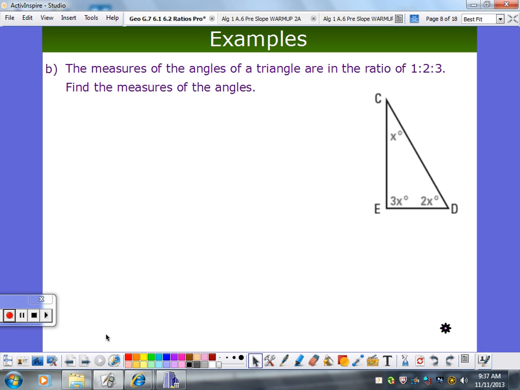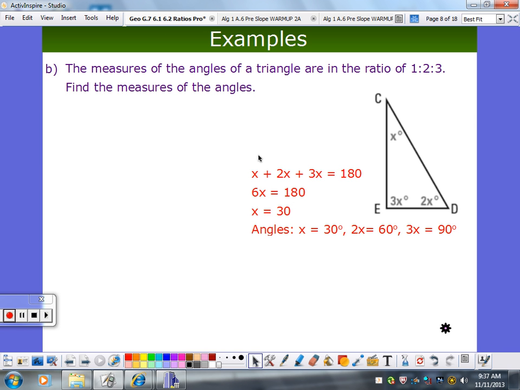See another example here. The measures of the angles of a triangle are in the ratio of 1 to 2 to 3. Find the measures of the angles. So again, you set it up. Here's 1x, 2x, 3x. What do the angles all add up to? 180 is what I'm looking for here. So you add all these up and you set them equal to 180. Find x is 30.